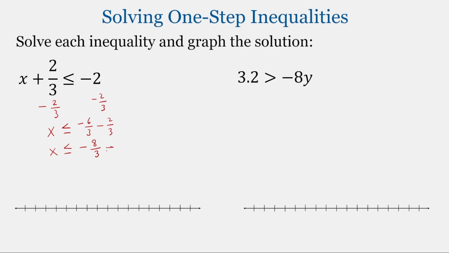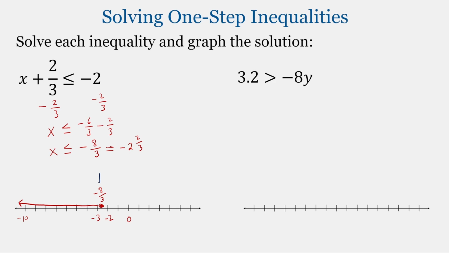Now rewriting this as a mixed number, we have -2 and 2/3. So -8/3 is going to fall between -2 and -3. And we'll put a closed circle there, indicating that -2 and 2/3 or -8/3 is a solution, and x is less than -8/3. So we'll shade everything to the left or smaller than -8/3. All numbers less than or equal to -8/3 are a solution to this inequality.